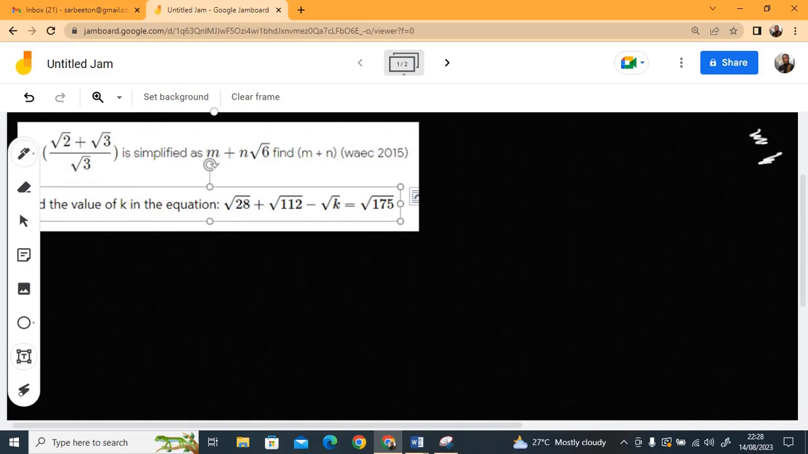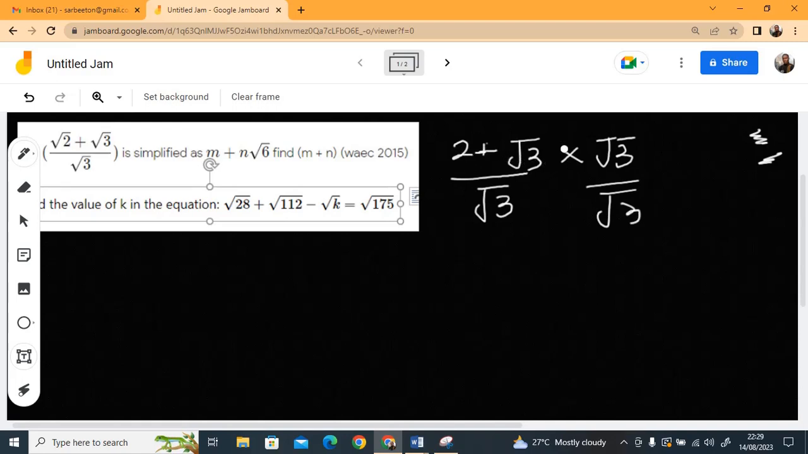So this is very straightforward. You are just like this. That will be 2 plus root 3, all over what? We are going to rationalize root 3 times root 3. Sorry for this. Over root 3. Now, when you want to multiply, you know root 3 times root 3 is root 9. So this is 2 plus, right?